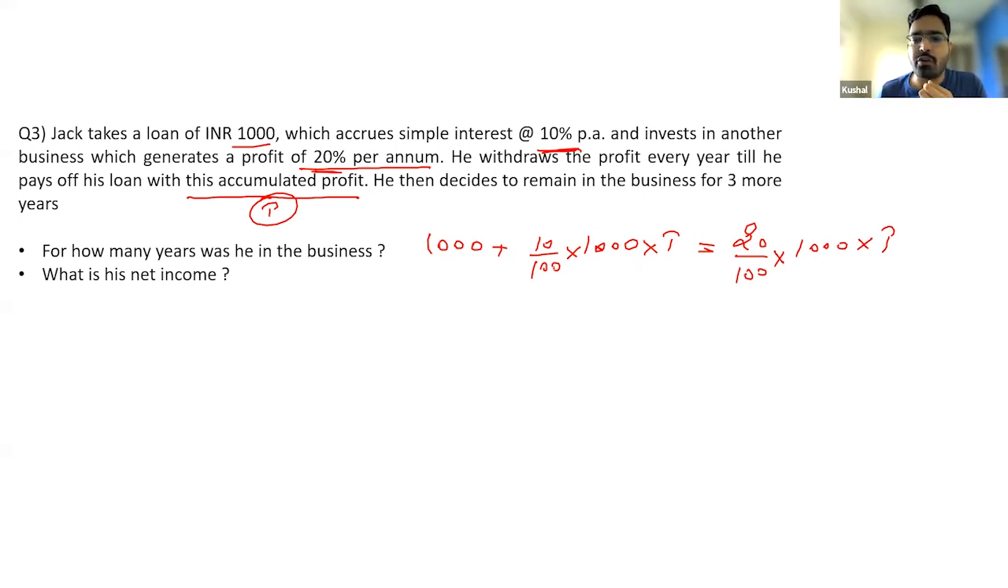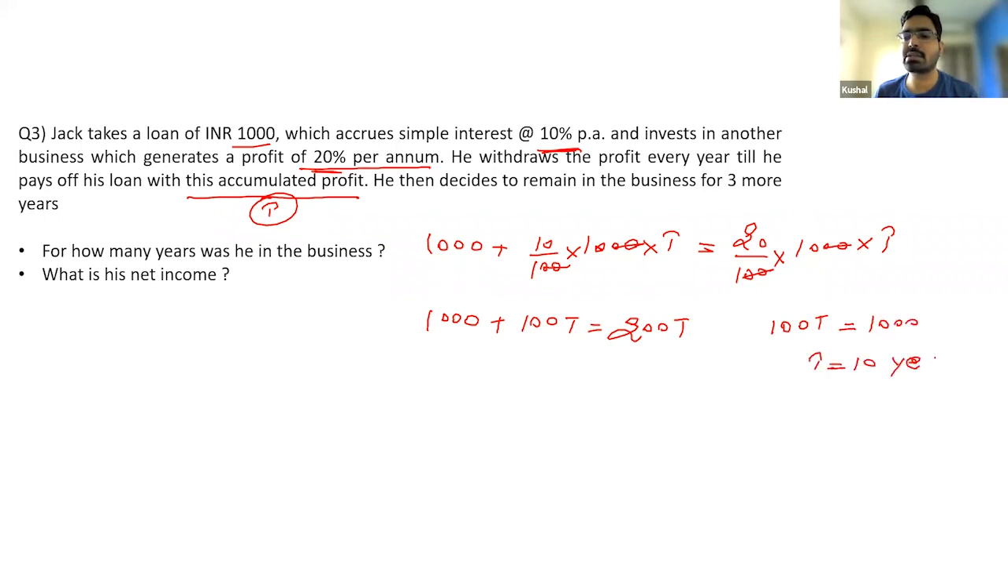Now let's just go forward and try and solve this for the value of T. So this should give me the time period. 1,000 plus 100T should be equal to 200T. Now go further and you will realize 100T should be equal to 1,000. And what is the time period? Time period is 10 years.